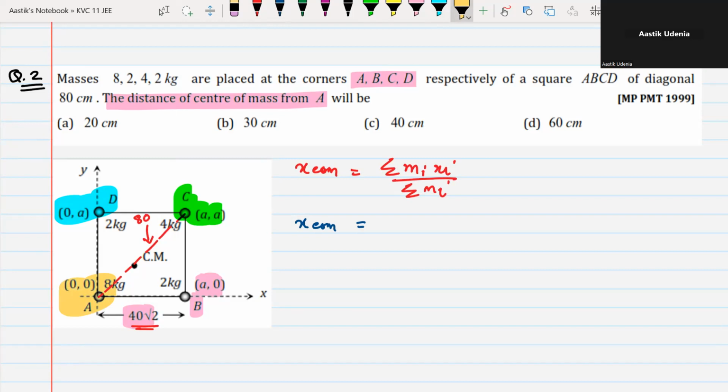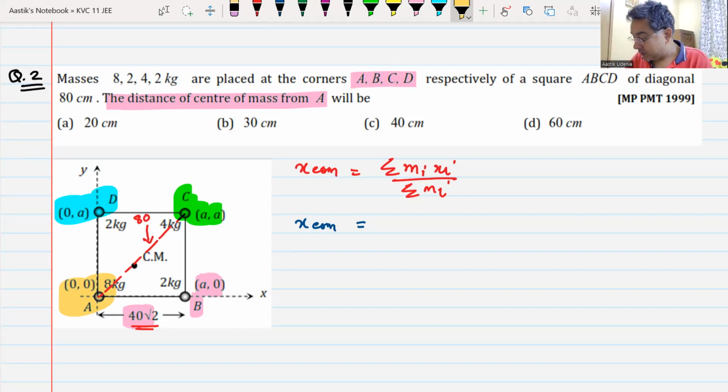We understand this, yes or no? We just have to start from the second mass, which is body B. So I start with body B. Body B, the mass is 2 kg and the x coordinate is A. So 2 into A plus second body is C. X coordinate is A. Mass is 4. 4A plus the third body is D. Again, the x coordinate is 0, so I don't have to write it.